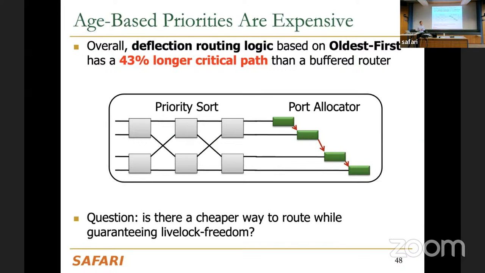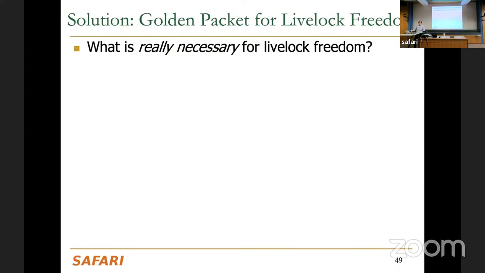And the question we asked was basically, is there a cheaper way to route while guaranteeing livelock freedom? And this actually is very interesting. Any thoughts? Does anybody have any ideas? Basically, what is really necessary for livelock freedom? I guess the top part actually has a side channel in terms of information, but maybe it's not specific enough for giving the idea. So what is really necessary for livelock freedom? We said total order is good. Total order is clearly fine for livelock freedom, but total order is expensive. Anybody?